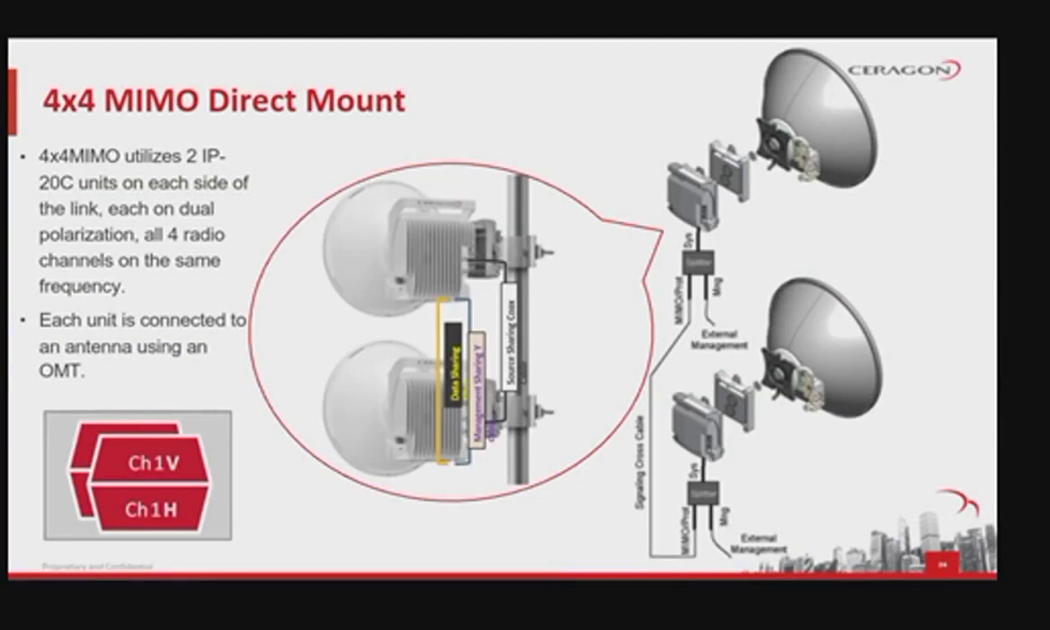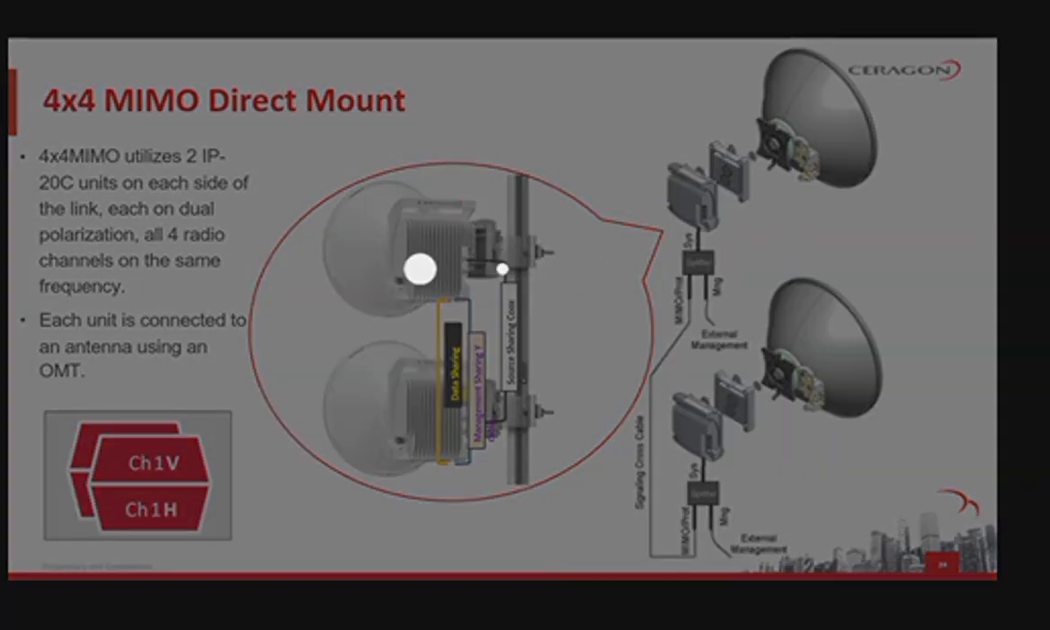See another view of the same MIMO configuration where we'll now highlight that, to build such a setup you must use 2 IP20C units on each side of the link, each on dual polarization, all 4 radio channels on the same frequency. 2 ODUs on each side of the link.